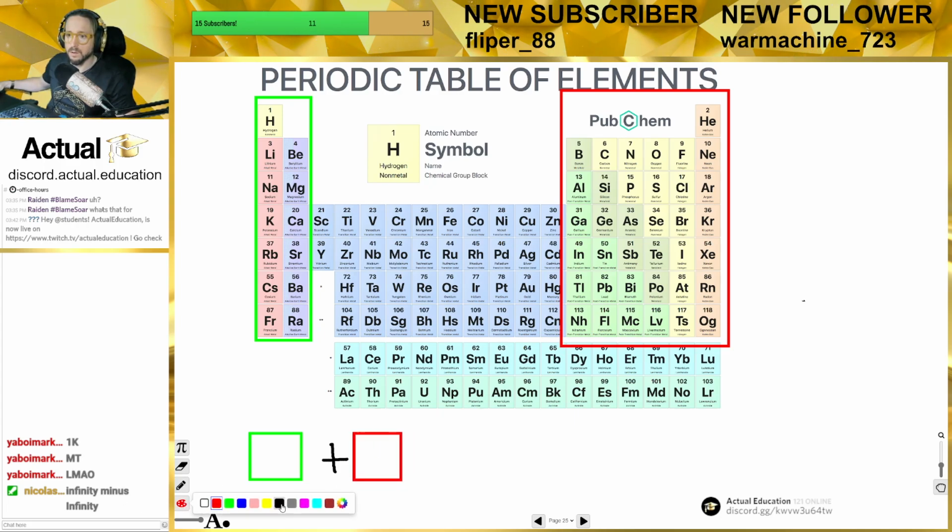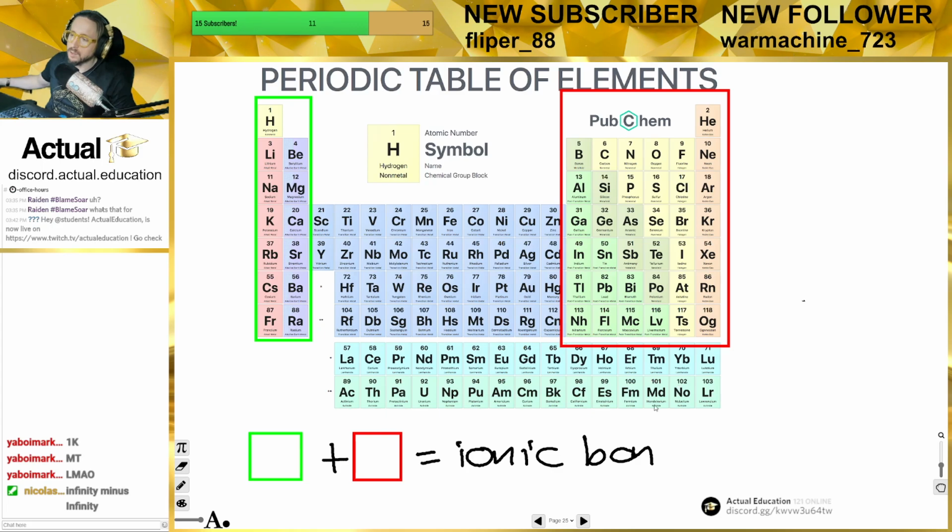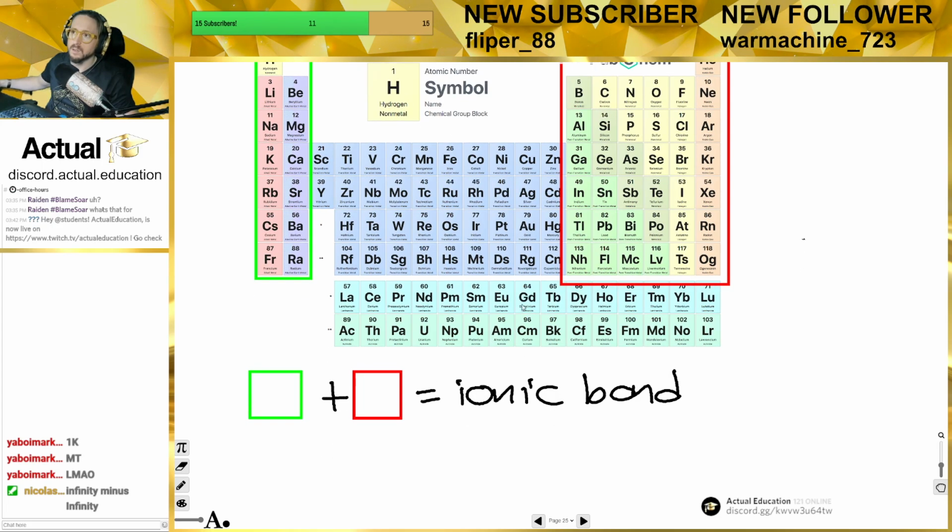Wouldn't it be a molecular bond with some of them? Because you have carbon, nitrogen. A molecular bond is where you have a non-metal plus a non-metal. Right, so that's a covalent bond. That's what we're getting into here.